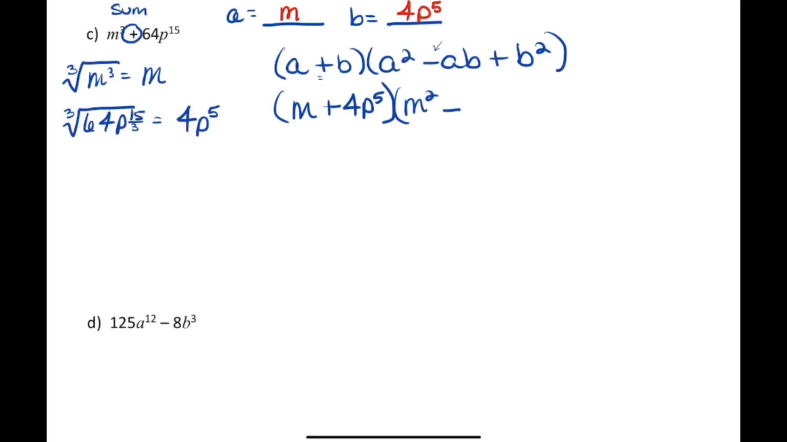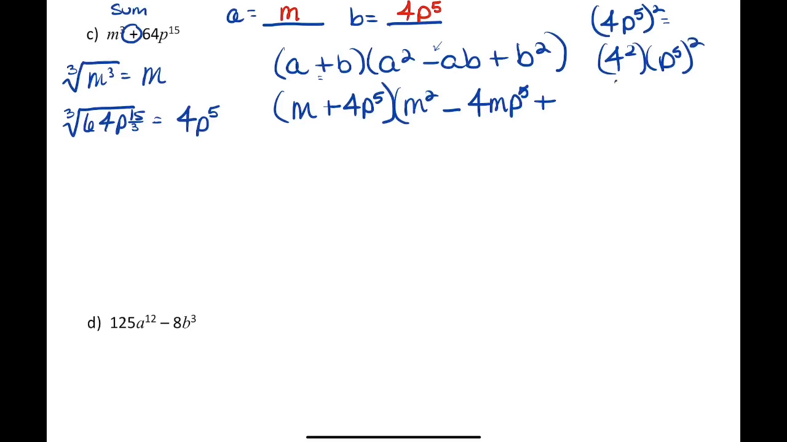minus the product of a and b. So now we're just going to put it all together. So I'm going to put 4p to the fifth, and then we're going to do b squared. So we have to do 4p to the fifth squared. Now 4p to the fifth means 4 squared times p to the fifth squared.